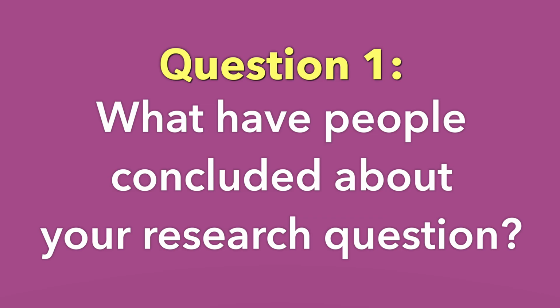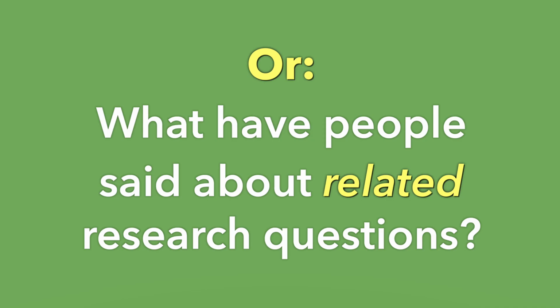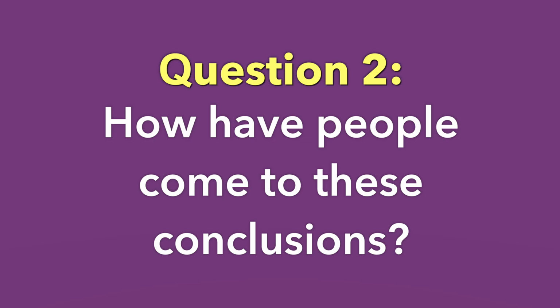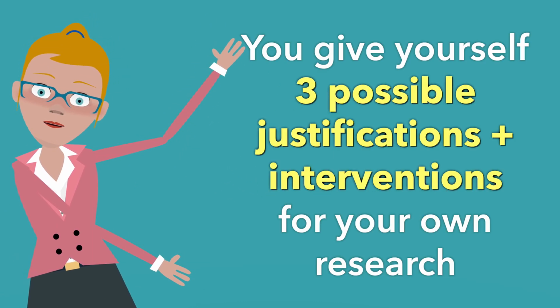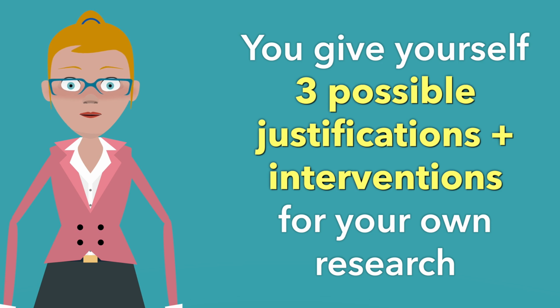So basically you have two questions that you need to answer in order to get your lit review done. The first being, what have people concluded about your research question? And if no one said anything about your research question, then you want to say, what have people said about related research questions? And second, you want to ask, how have these people come to these conclusions? By asking these two questions, you give yourself three possible interventions and justifications for your own research.